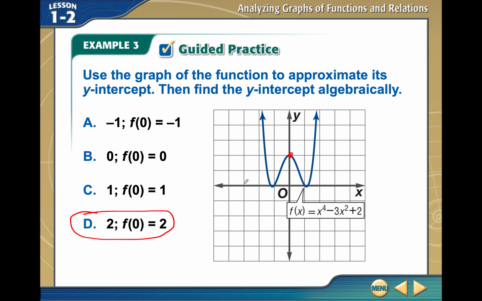But let's find it algebraically. So we need to write f of 0, right? Because we said that the y-intercept is when x is 0. So f of 0 is equal to, what's x to the power 4? That's 0 to the power 4, so that's 0. And 0 squared is 0, multiplied by 3, that's again 0. So we are left with the number 2. So f of 0 is equal to 2. So our y-intercept is D.